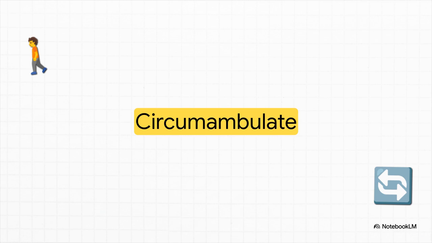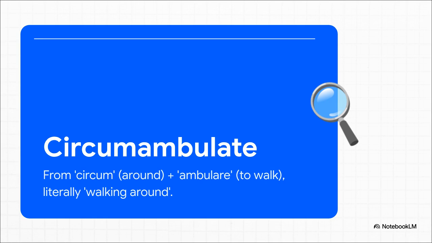All right, now for a word that just sounds fantastic. Ready? Circumambulate. Say it with me. Circumambulate. This one's super straightforward. Circum for around, plus ambulare, the Latin verb to walk. So to circumambulate is literally to walk around something. You see it a lot in religious contexts, like when pilgrims walk around a sacred shrine. They're not just taking a stroll, they're performing a ritual, an act of circumambulation.